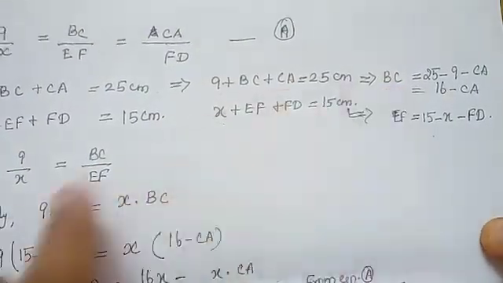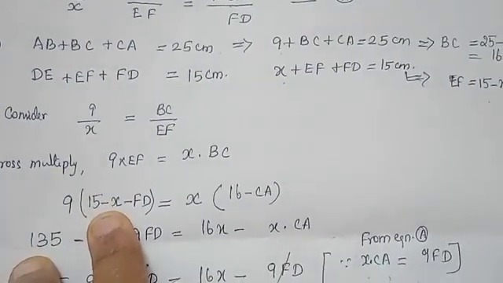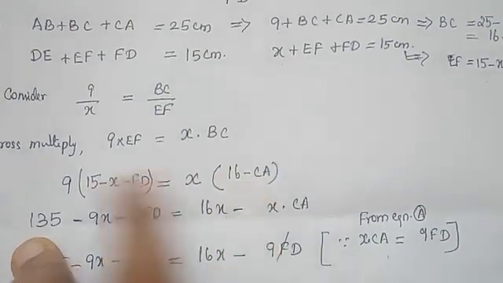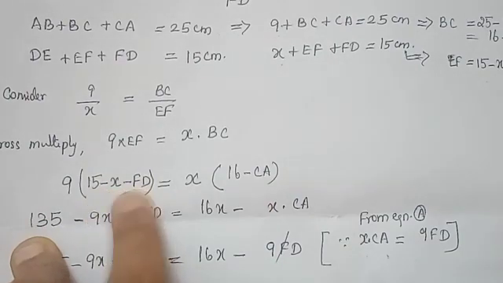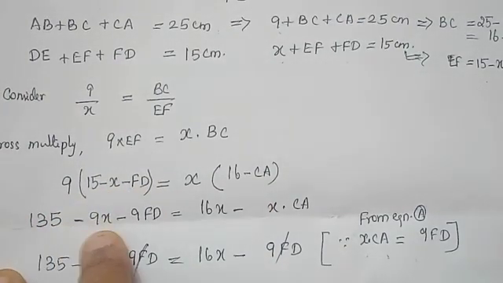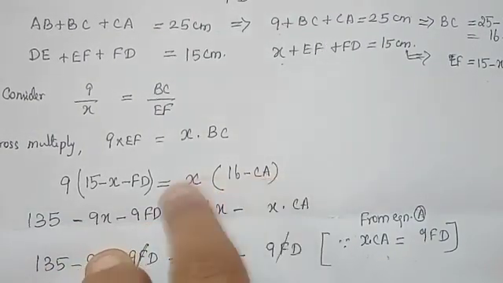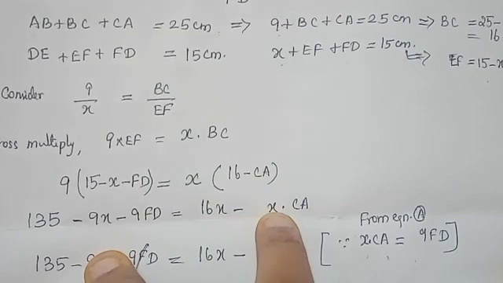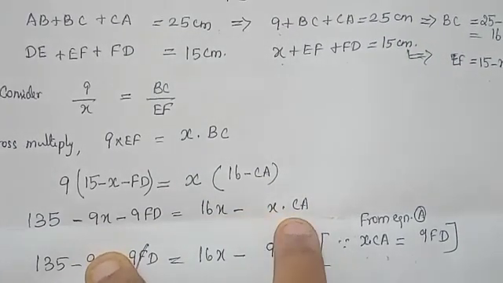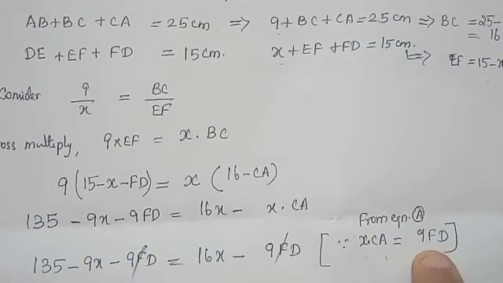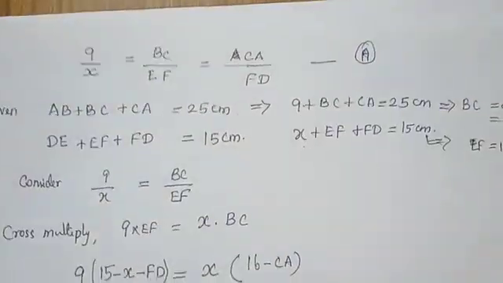You substitute here. If you substitute, you will get this step, and you multiply 9 with these 3 terms, then you will get 135 minus 9x minus 9FD. You multiply x with these terms, then you will get 16x minus x into CA. But x into CA is nothing but 9FD. This is from the equation.